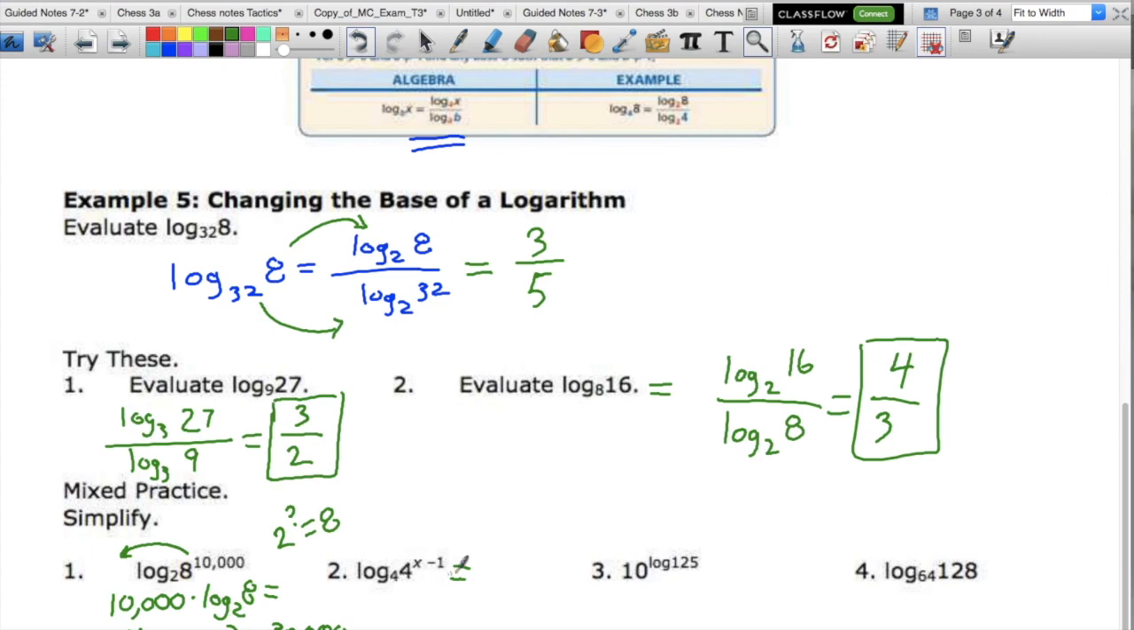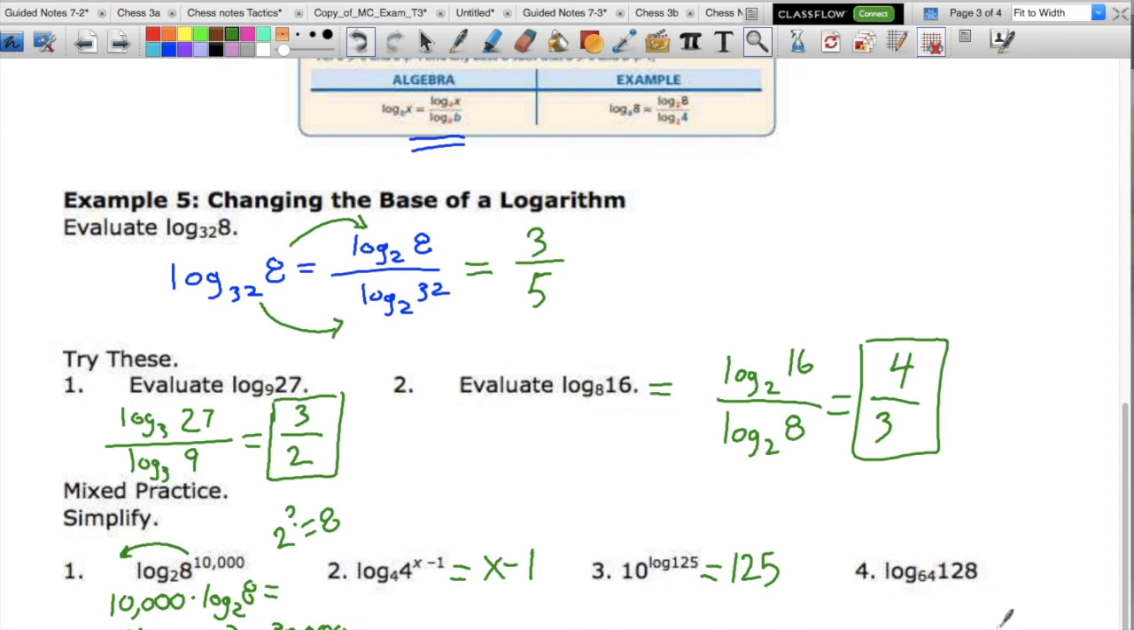X minus 1. Because these are the same base, log base 4 of 4 to the x minus 1 is just x minus 1. This is the reason we're solving these: try to bring those exponents down to a usable level. Oh, look out, we got 10 to the log base 10 of 125. Because there's no base, it's just 10, so that means it's 125. If there's no base, then it's log base 10. And then this one is 6.